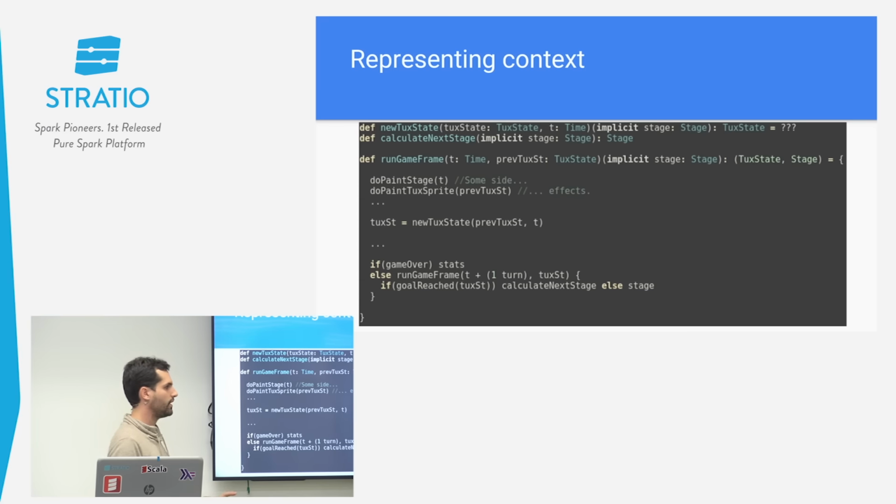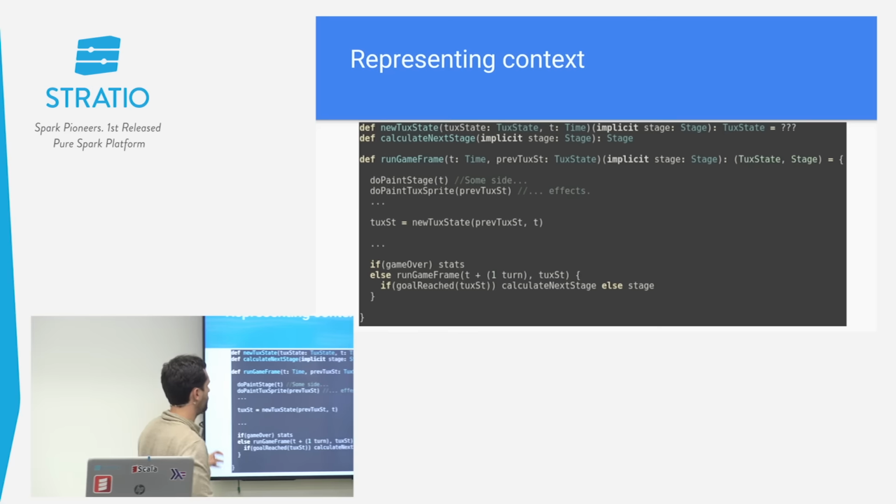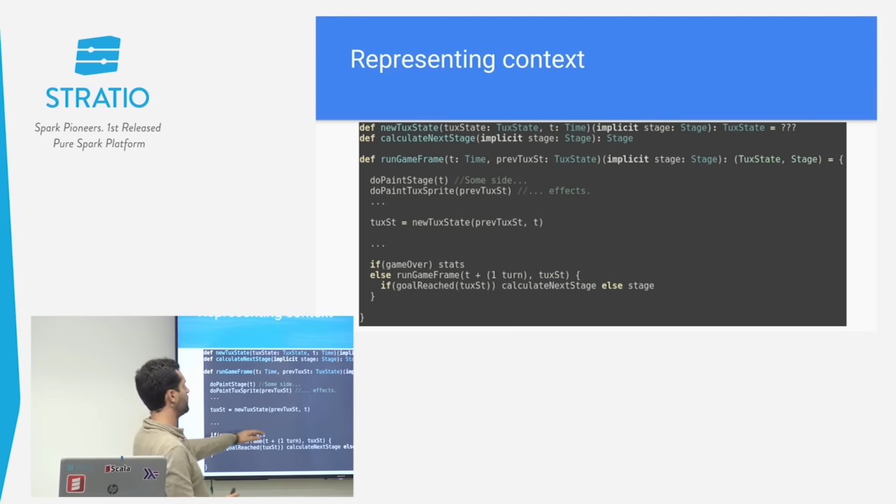Okay, you want to calculate where Tux is and where it will be in the next millisecond. You don't need to pass the state continually to it. Just have an implicit definition of the universe, and that's what this does. We have a run game frame, which is like the main body, with an implicit state, and whenever we have to use it, it gets resolved implicitly using implicit parameters. There is no difficulty at all here.